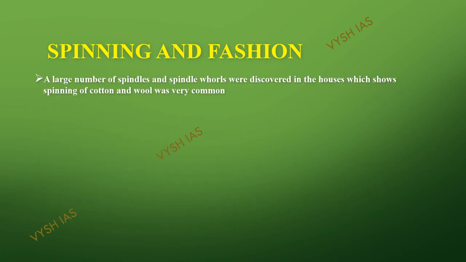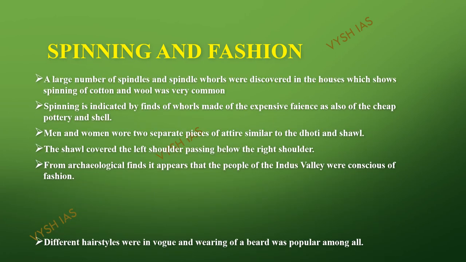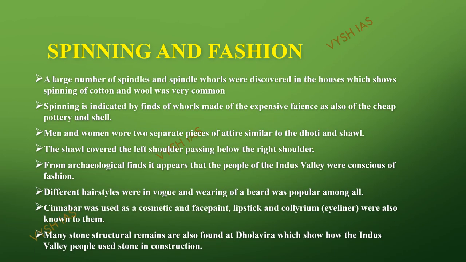Next, we are going to see about the spinning industry, about the dresses they wore and the fashion they had. Spindles and spindle whorls were found in many houses, which shows that spinning of cotton was very common. Spinning is indicated by the find of whorls made of expensive faience and also of cheap pottery. Spindle whorls were found in both types, the costly one and also the cheap one.